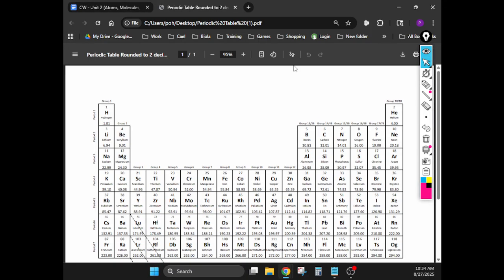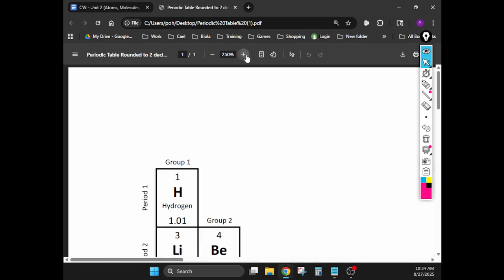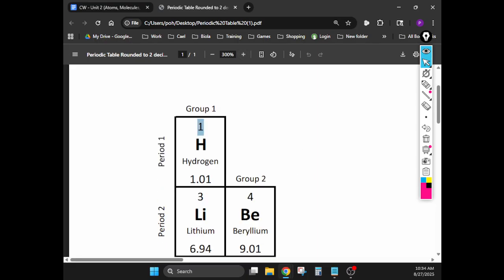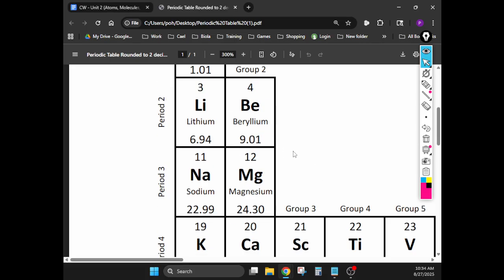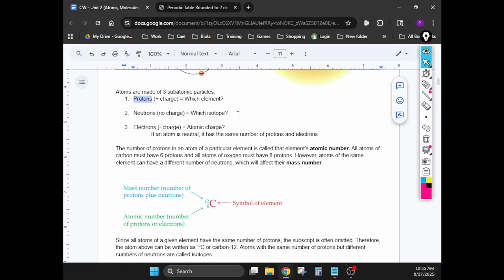So for example, let's take a look at just the first one. Hydrogen. Hydrogen has 1 proton. Lithium has 3 protons. Beryllium has 4 protons. Okay, that's pretty much what the protons tell you. It tells you what element that atom is. So if I ask you, hey, there's an atom with 11 protons, then you would say that it is sodium. Okay. Any questions on the protons? A lot of this should probably be review, right? All right, let's go to the next one.